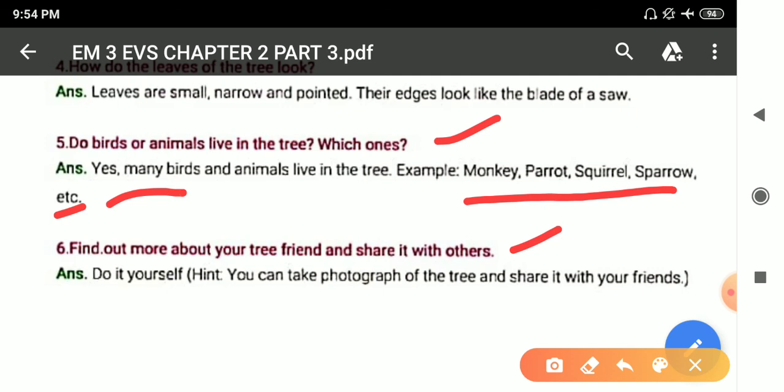Now sixth one. Find out more about your tree friend and share it with others. So what you have to do is you can take a photograph of your tree friend and share it with your friends and do it yourself. So this was about my tree friend which was neem tree, and I named it friendly giant tree, and you can use your nicknames to give a name to your friend tree, and you have to do this exercise on your own and you can take the help of your elder ones.